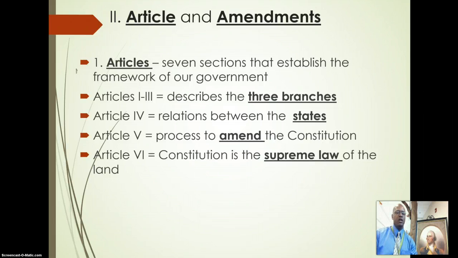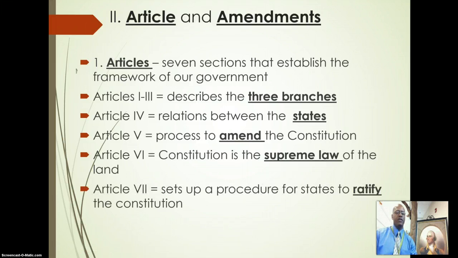Article 6 talks about the Constitution as the supreme law, that we would abide by it when it gets into treaties and things of that nature that fell under the Constitution at the time. And even present day, we abide by that: it's the supreme law, the final law in our country.